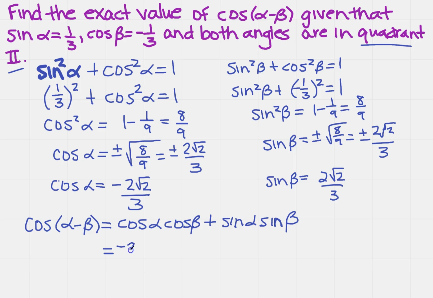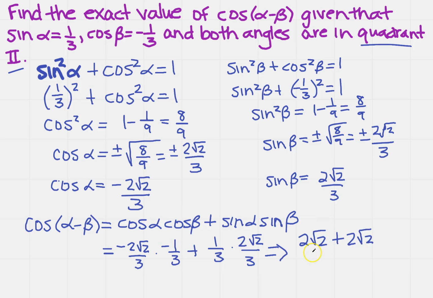So I've got minus 2 square root of 2 over 3 times minus 1/3 plus 1/3 times 2 square root of 2 over 3. And when you do all of that crunching, it simplifies down to 2 square root of 2 plus 2 square root of 2, all over 9. And that has one more simplification, right? I can add those on top. So that's going to give me 4 square root of 2 over 9. So that's going to be your exact value. So remember, do not enter that in the calculator.